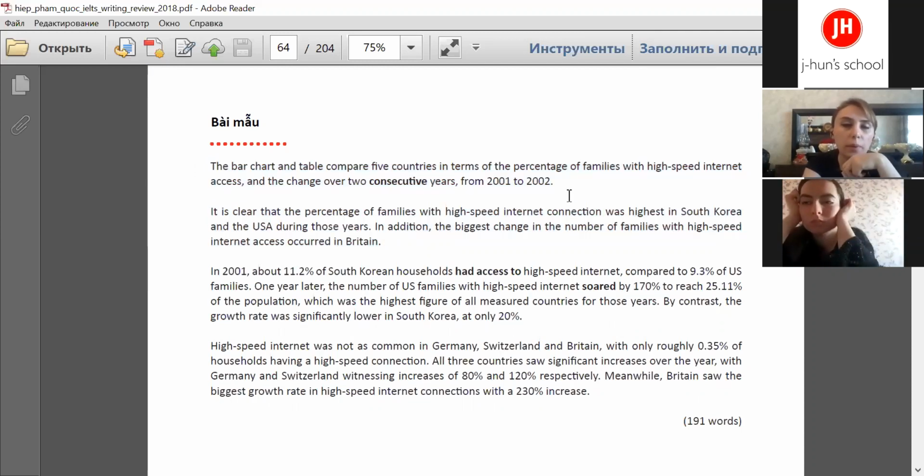The bar chart and table compare 5 countries in terms of percentage of families with high-speed internet access and the change over 2 consecutive years from 2001 to 2002. It is clear that the percentage of families with high-speed internet connection was highest in South Korea and the USA during those years. In addition, the biggest change in number of families with high-speed internet access occurred in Britain.